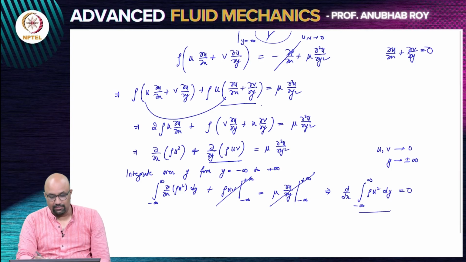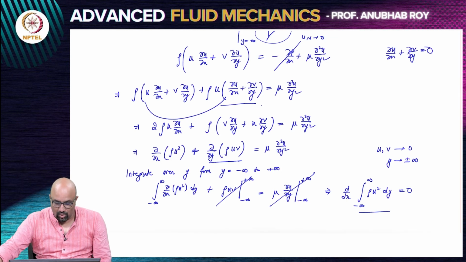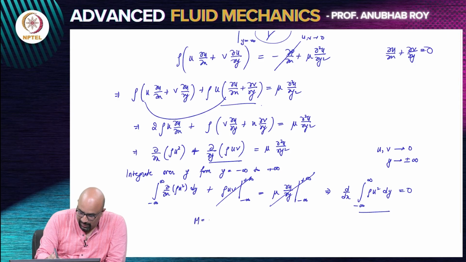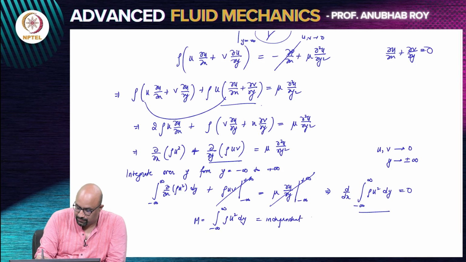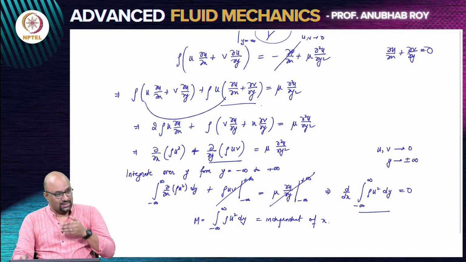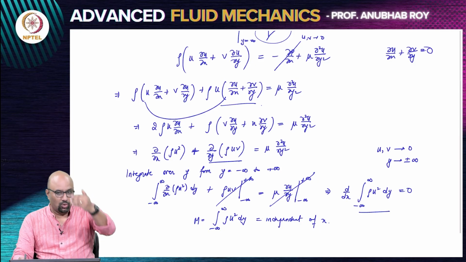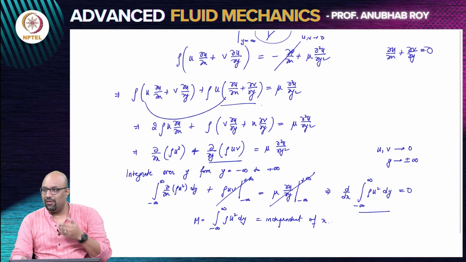What is this quantity? It is the momentum flux. So, what you have concluded is that the momentum flux is independent of x. So, when there is a jet that is spreading into the fluid, you make slices at different x locations. The momentum flux through each of those x locations would be the same.